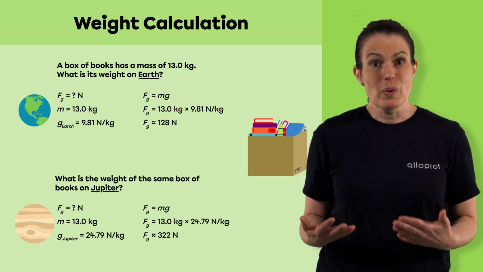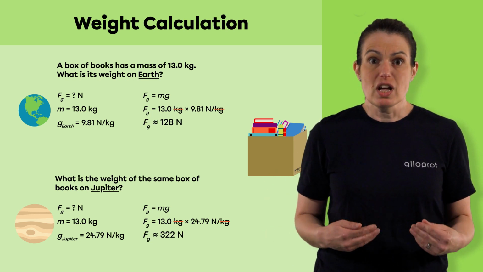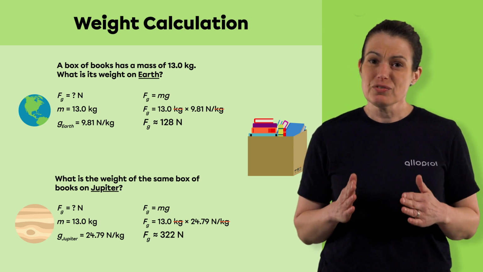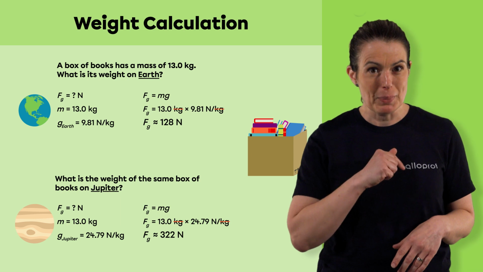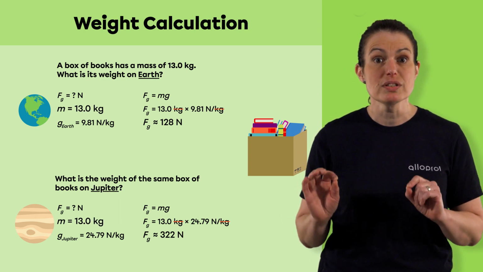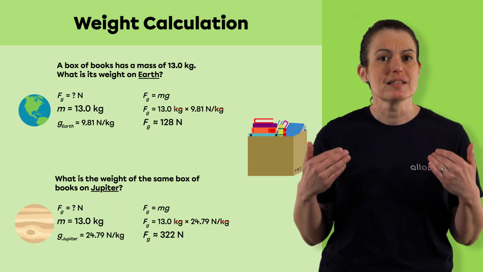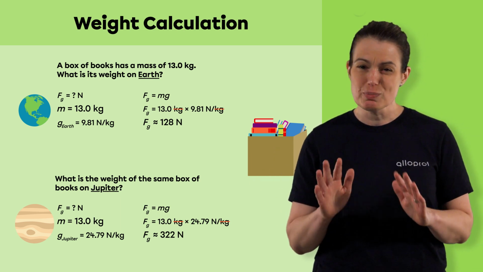We can see that the weight of the box of books is greater on Jupiter than on Earth. The result makes sense because the gravitational field intensity of Jupiter is greater than that of the Earth. But remember, the mass of the box of books remains the same at 13.0 kilograms. This is because the amount of matter that makes up the box of books does not vary, no matter which planet it's on.